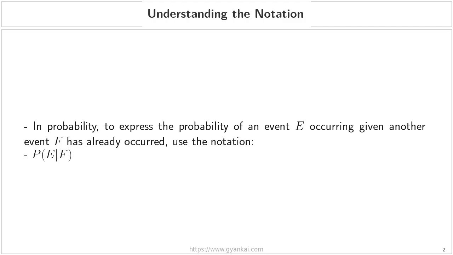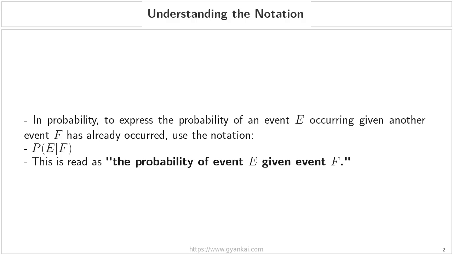Understanding the notation. In probability, when we want to express the likelihood of an event E occurring, specifically under the condition that another event F has already taken place, we use a very specific notation. We write this as P of E given F. Notice that vertical bar in the middle? That bar is the key. When you see this, you should always read it aloud as the probability of event E given event F.